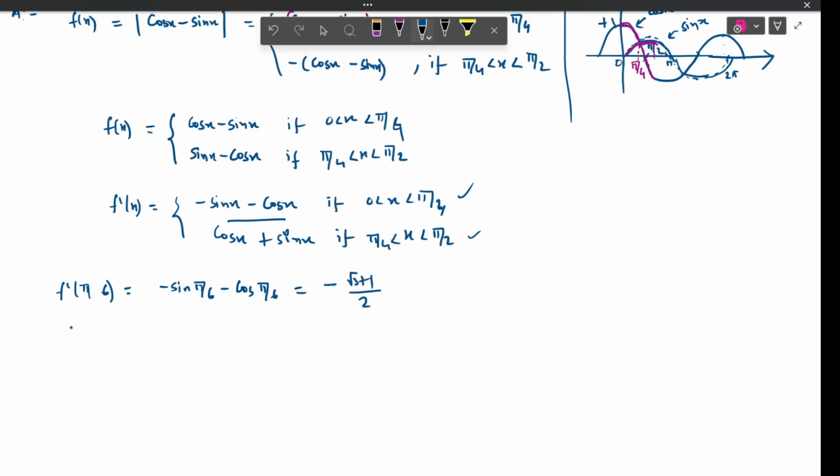Okay, and please put the values of sin pi by 6, that is half, and cos pi by 6 is root 3 by 2, right? And f dash pi by 3, now we have to take this function, cos of pi by 3 plus sine of pi by 3. So it would be root 3 plus 1 by 2. Okay.